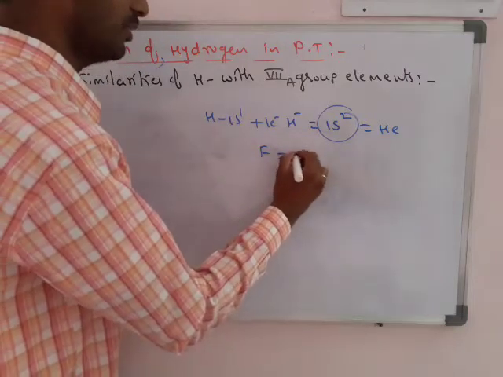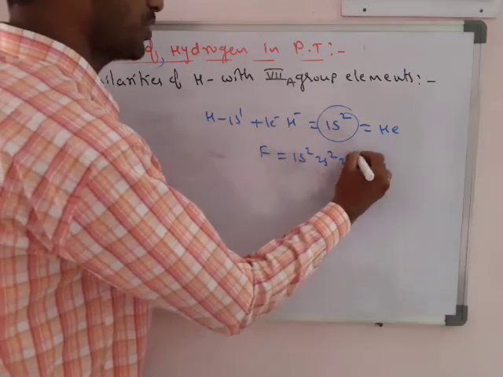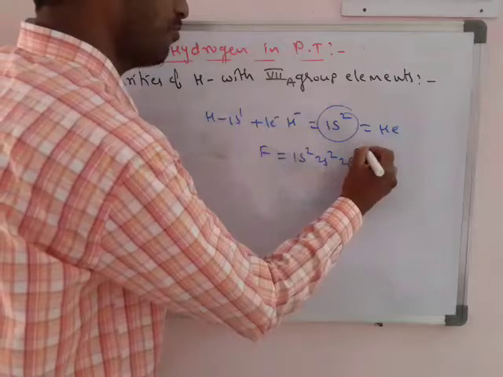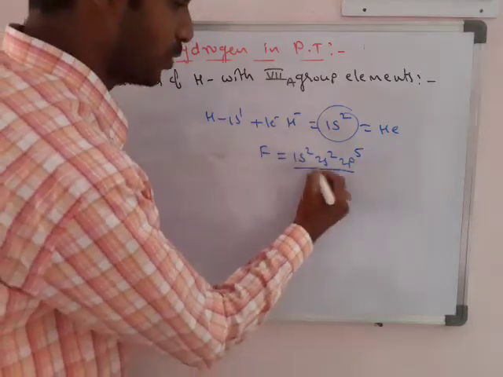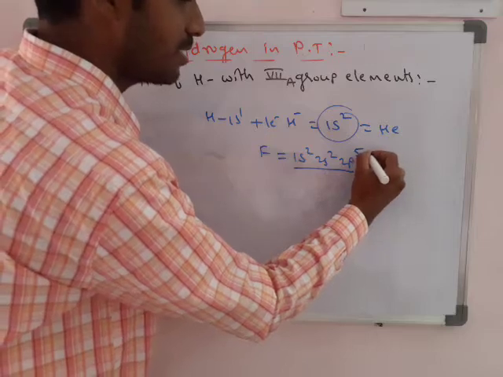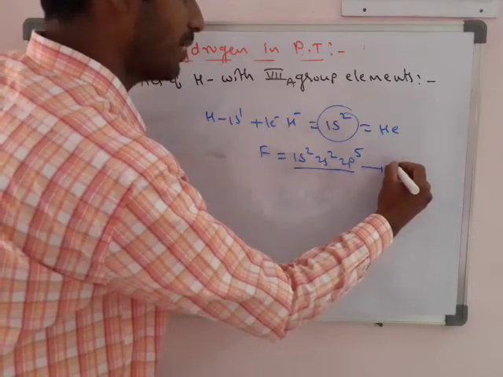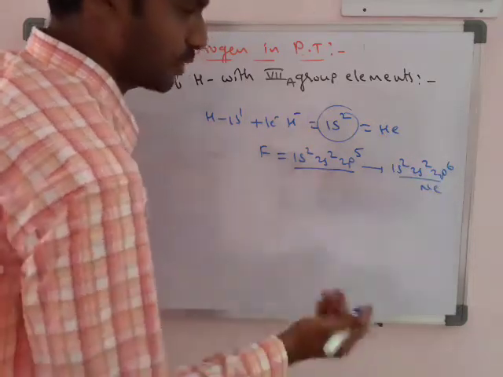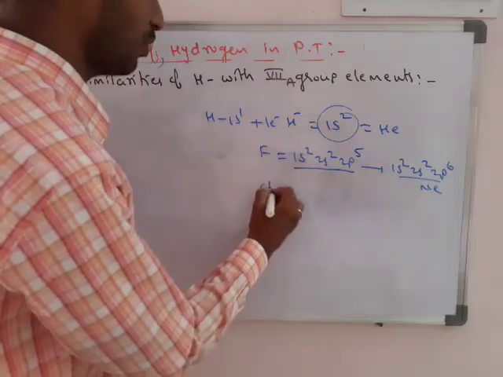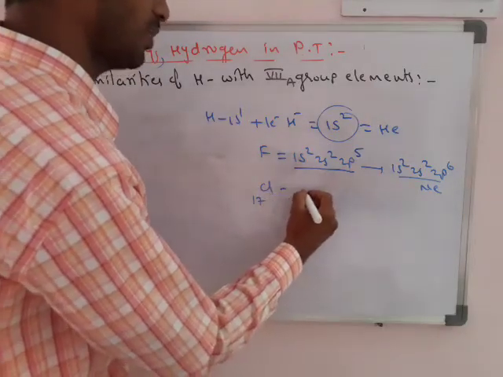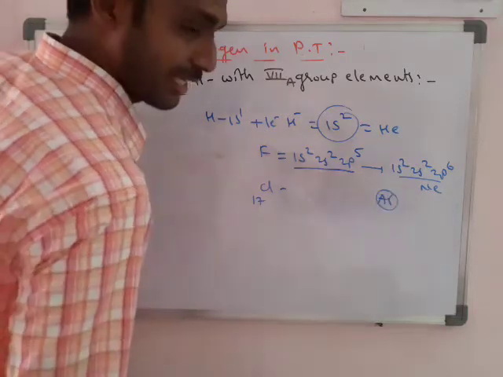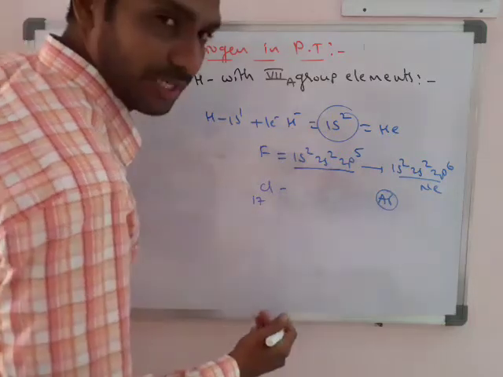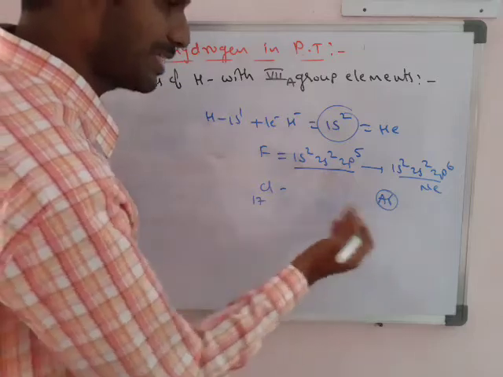Same for fluorine. What is the fluorine configuration? 1s2, 2s2, 2p5. So in the valence shell we have 7 electrons, and in total 9 electrons. Just by gaining one electron it becomes 1s2, 2s2, 2p6, the neon configuration. So neon is the nearest noble gas configuration. Similarly chlorine, 17, by gaining one electron becomes the argon configuration. Next, bromine gets the krypton configuration. Next, iodine gets the xenon configuration.